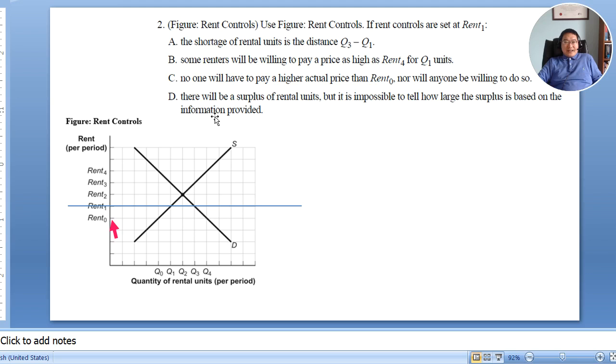All right, look at D. There will be a surplus of rental units. When will there be a surplus of rental units? If the price is above the equilibrium price. Say between rent 3 and rent 4, you have a quantity supplied higher than the quantity demanded in the market.